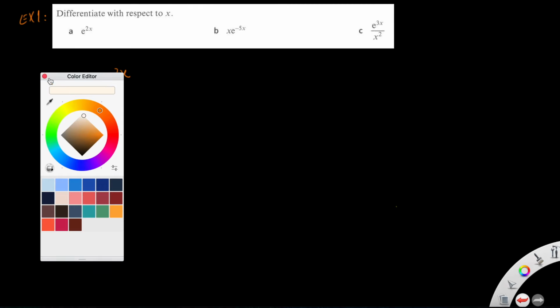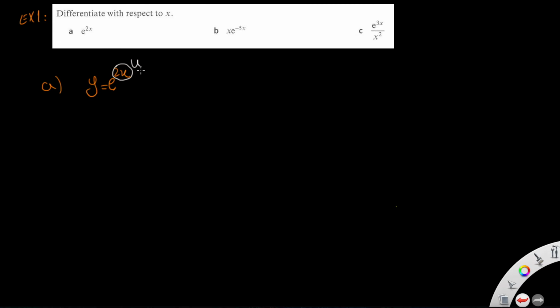First example, differentiate with respect to x. First one, e to the power of 2x. y is e to the power of 2x. As you see here, the power is u. The rule that we just learned says that first you differentiate the power, which is 2, the differentiation of 2x is 2, then write the same thing, e to the power of 2x.